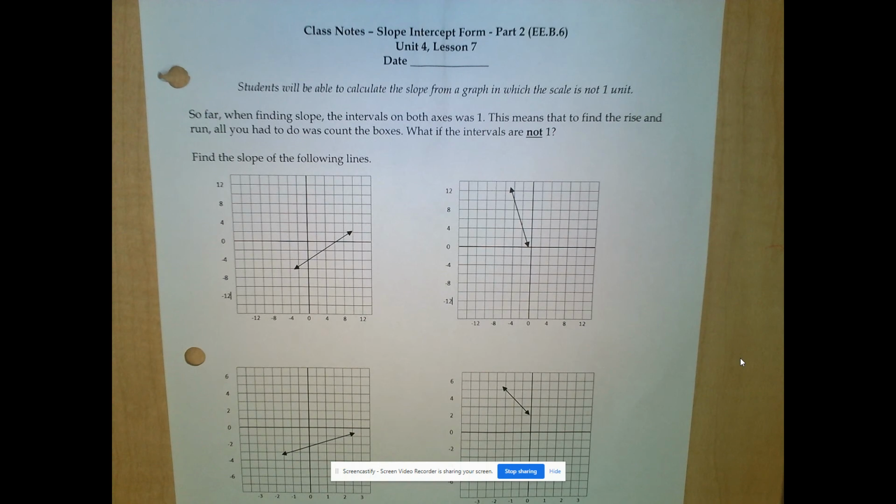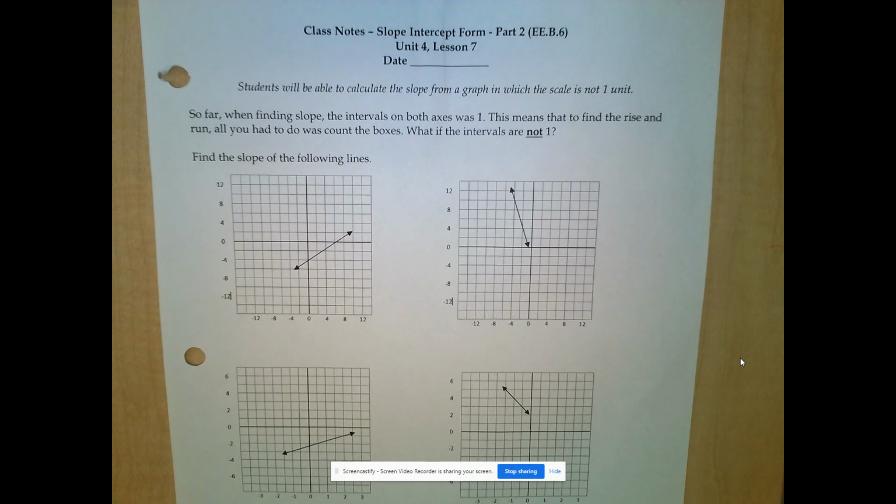So today is an extension of lesson 6. This is slope-intercept form part 2. What do you do if the intervals are not 1? So every graph that we've looked at so far, it's been each square to the right was worth 1, each square up was worth 1.